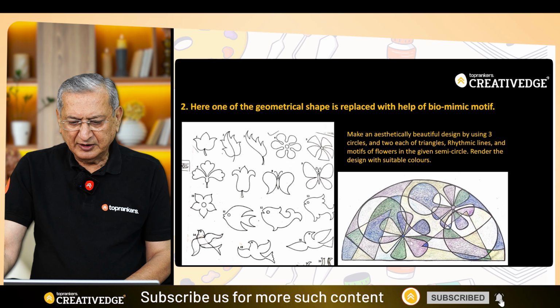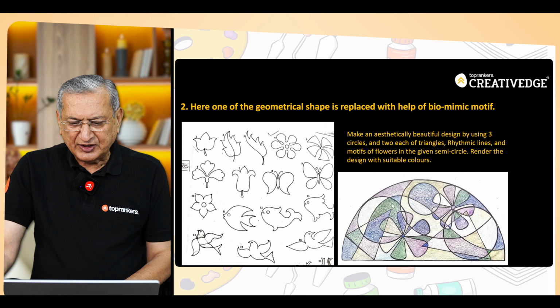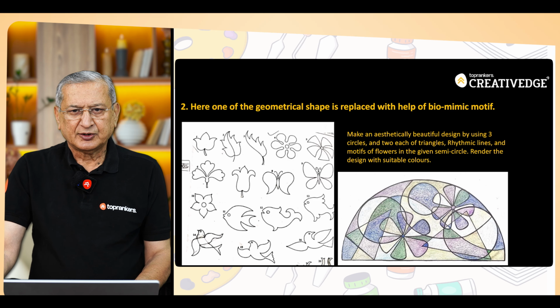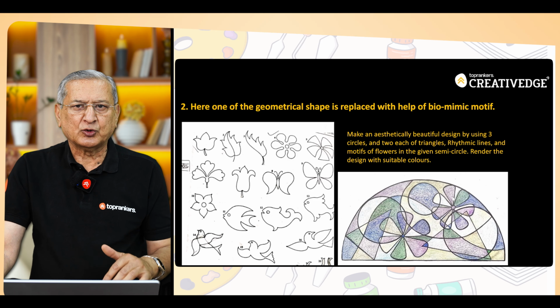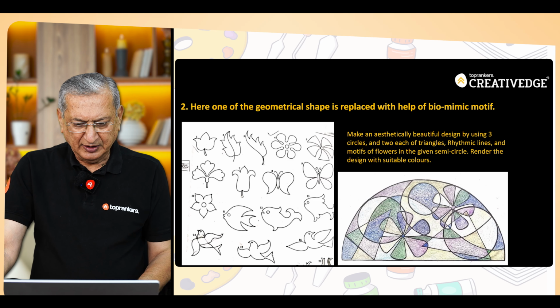So what I have done: different size circles, different size triangles, 3 circles, 2 triangles and 2 of the motifs. So out of the 3 primary shapes, the square has not been used here. Instead of a square, 2 flower motifs were used.